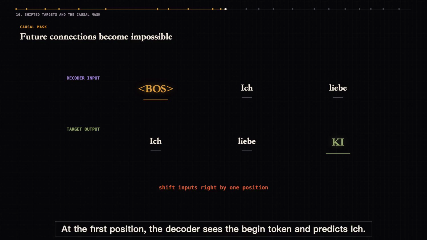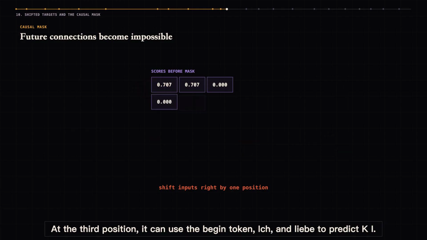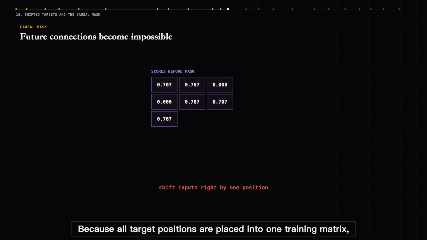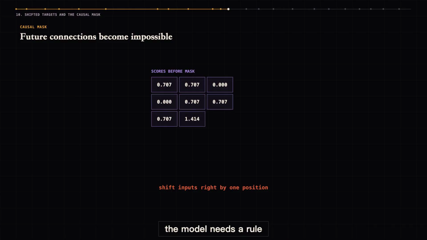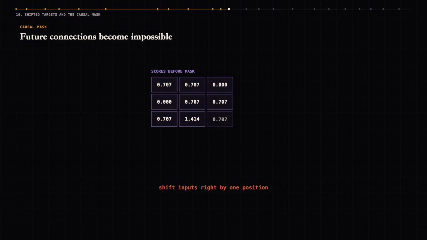At the first position, the decoder sees the begin token and predicts ich. At the second position, it can use the begin token and ich to predict Liebe. At the third position, it can use the begin token, ich, and Liebe to predict KI. Because all target positions are placed into one training matrix, the model needs a rule that prevents information from flowing backward from future answers. The causal mask provides that rule.